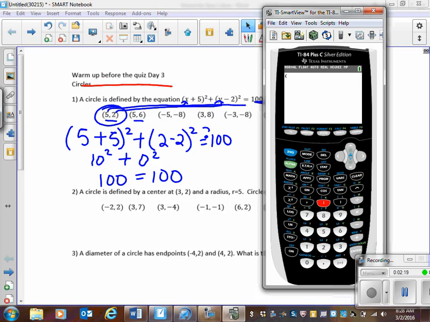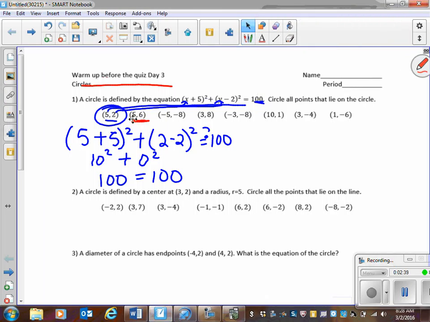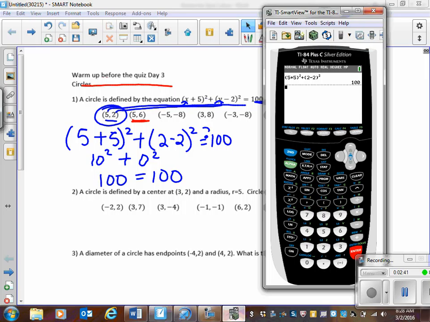So I'll just open a parenthesis, 5 plus 5, close it, square, plus, open a parenthesis, 2 minus 2, close parenthesis, squared. So when you press enter, this would give you 100. But you also wanted to test if the next point, which is (5, −6), is going to be on the circle. So instead of typing the whole thing, I'll just do second enter. That means it'll put this equation you see here back again.